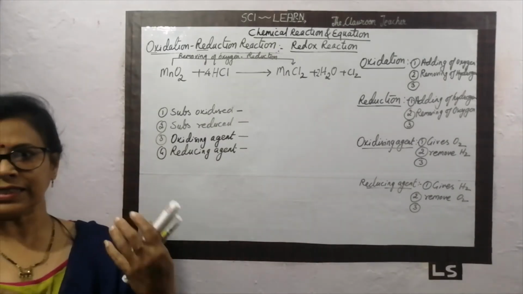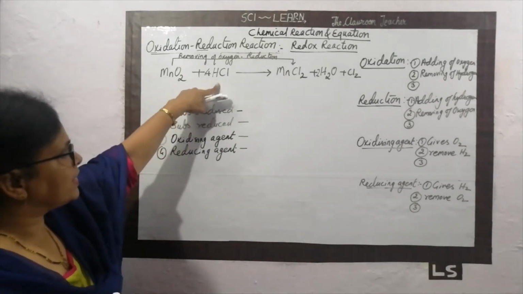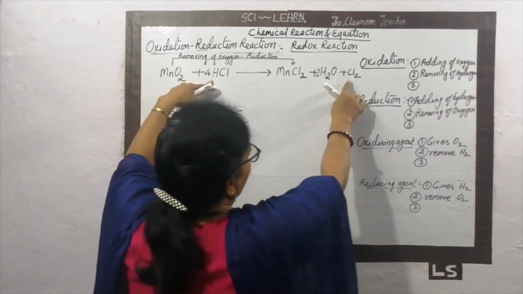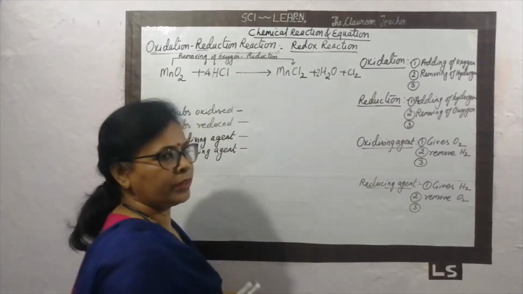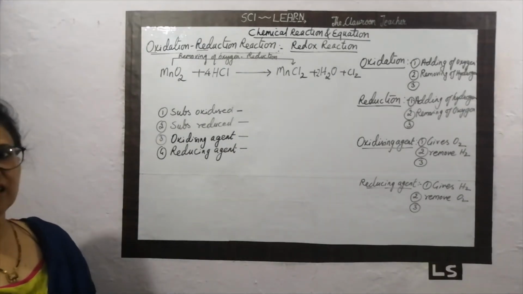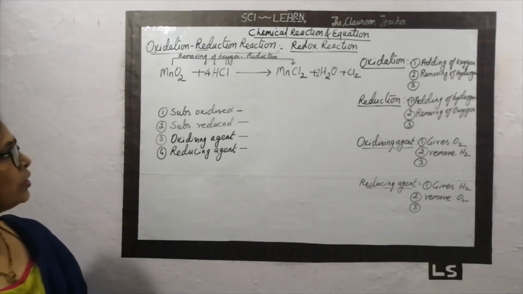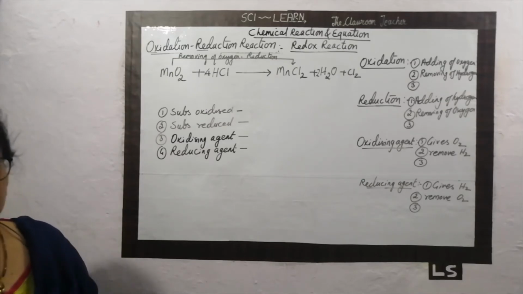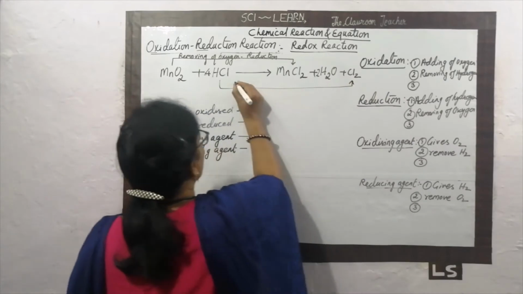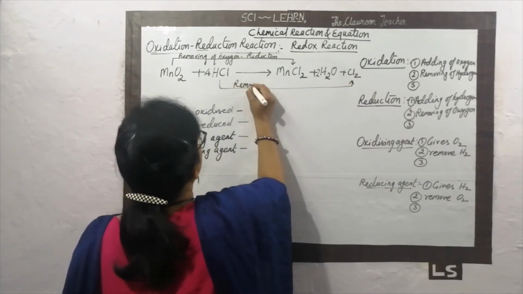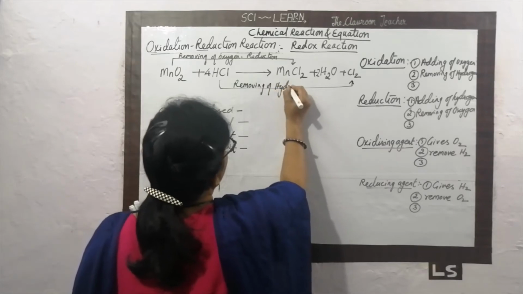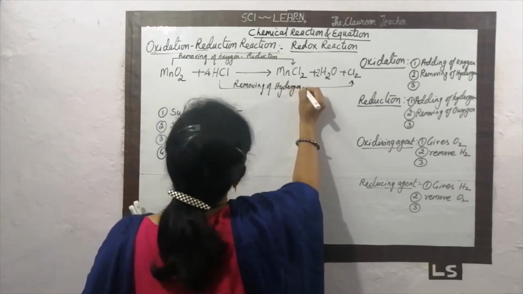Okay. What happens next in the equation? Here HCl is there, and this HCl gets converted into Cl only here. It means that HCl removes the hydrogen. If the hydrogen is removing, here the hydrogen is removing, then the process is called oxidation.